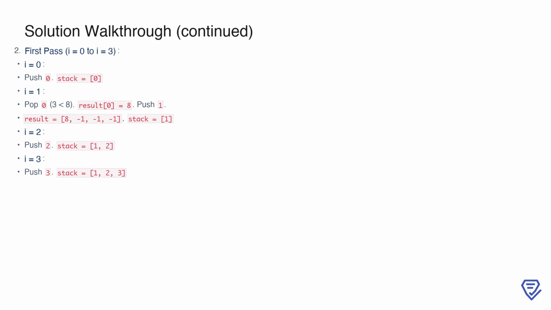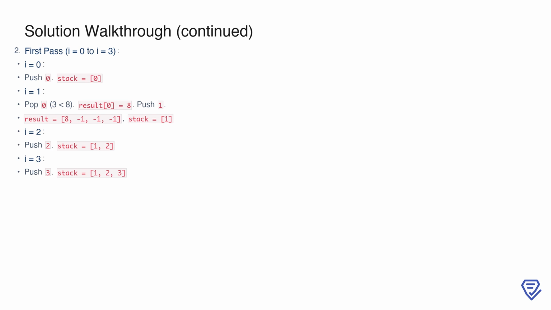For I equals 2, the value is 4. Since 4 is less than the value at the top of the stack, index 1, we simply push index 2 onto the stack. The stack becomes 1, 2. Finally, for I equals 3, the value is 1. Again, since 1 is less than the value at the top of the stack, we push index 3 onto the stack, resulting in 1, 2, 3.